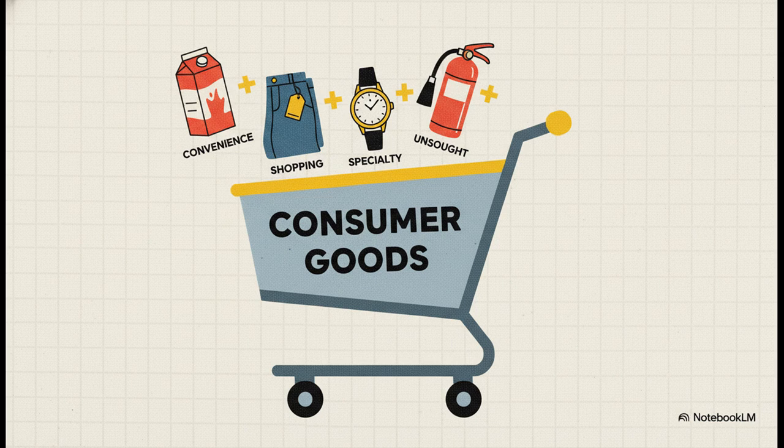And this is a super helpful way to think about it. Just imagine all consumer goods can be sorted into 4 big buckets. You've got convenience, shopping, specialty, and unsought goods. So let's break down each one of these categories, starting right now.